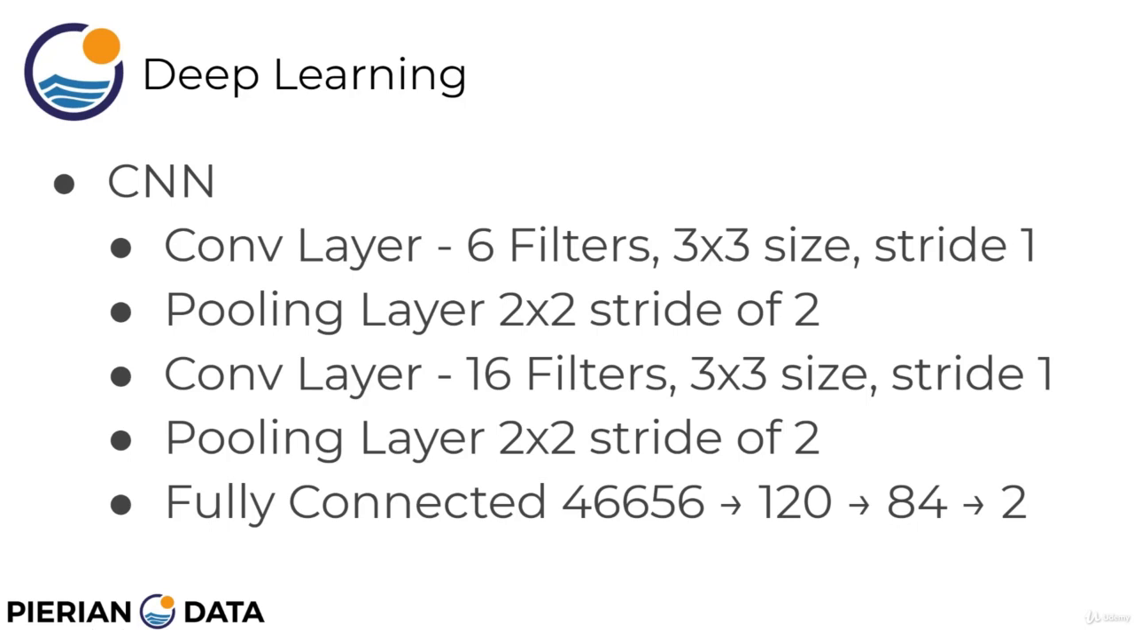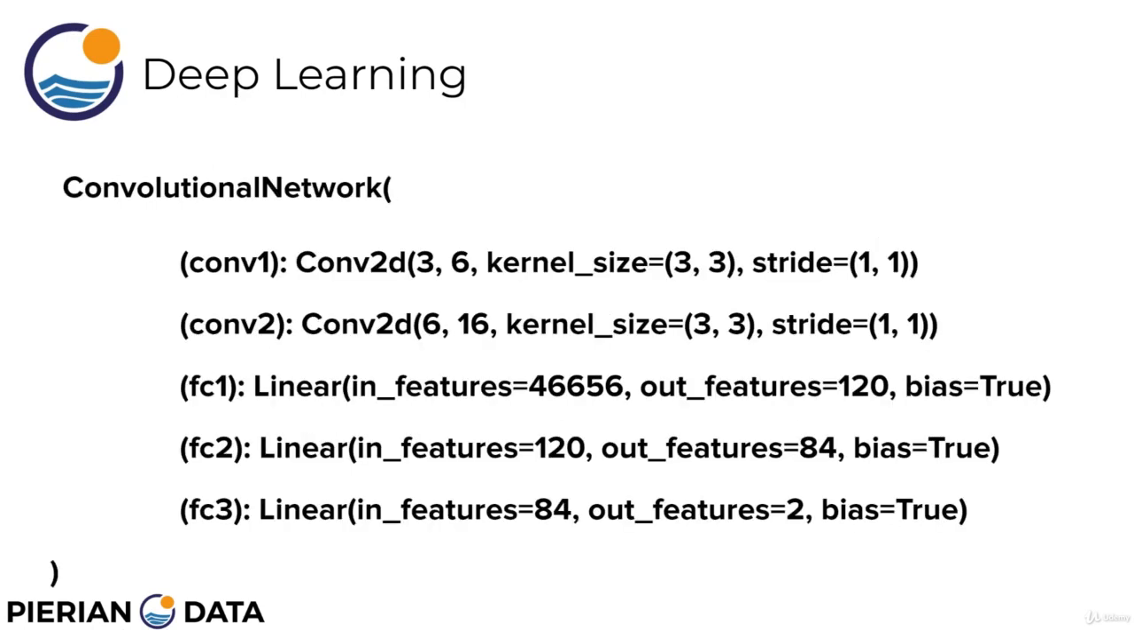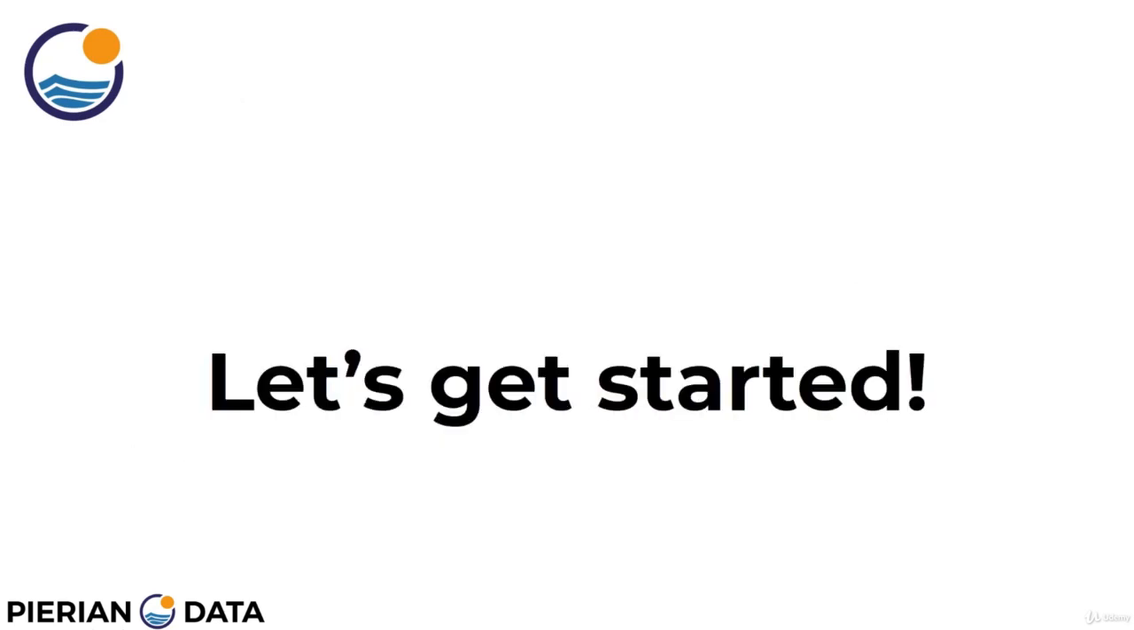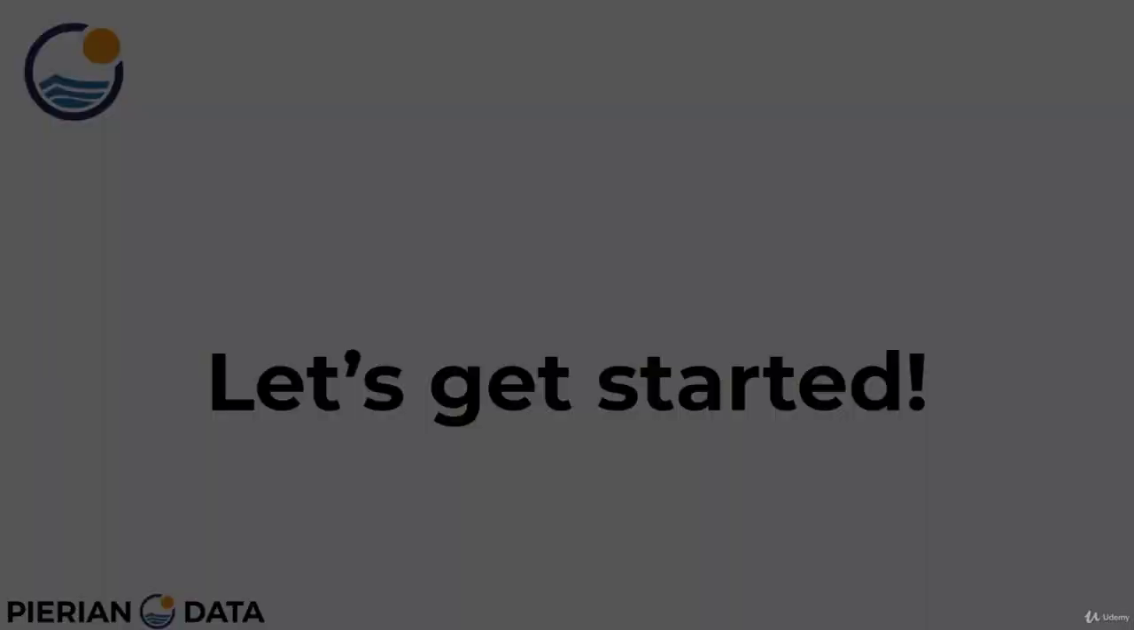Previously we used 10 output neurons since we had 10 classes, but in this case we only have either cat or dog, so we have 2 final neurons. So at the end of that, we'll get something that looks like this. Okay, let's go ahead and get started and head over to the Jupyter Notebook.